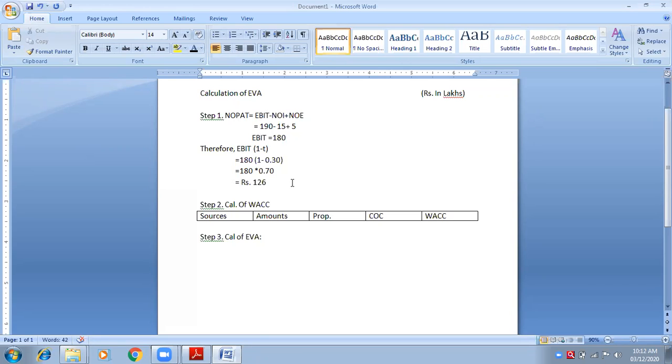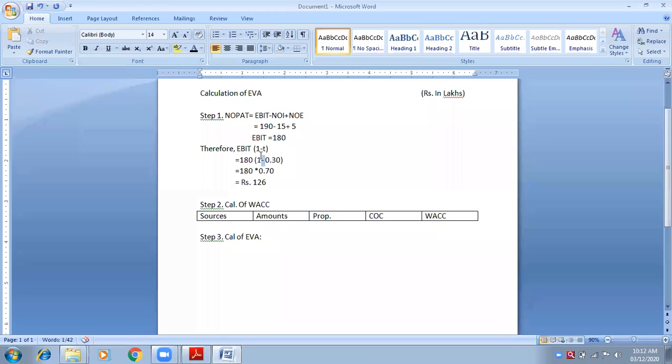First, we need to filter out EBIT. EBIT was not given correctly. Two things were there, NOI and NOE, which were included in EBIT. So first NOI is taken out, NOE is taken out. So fresh EBIT is now available, 180.